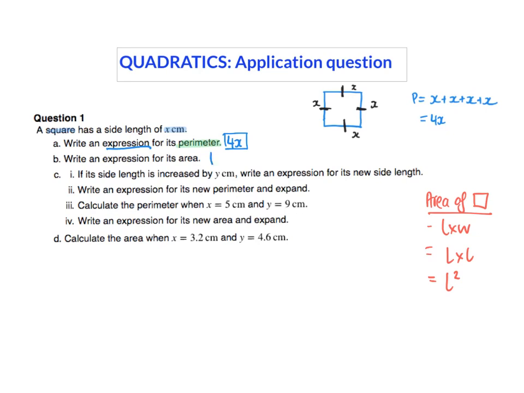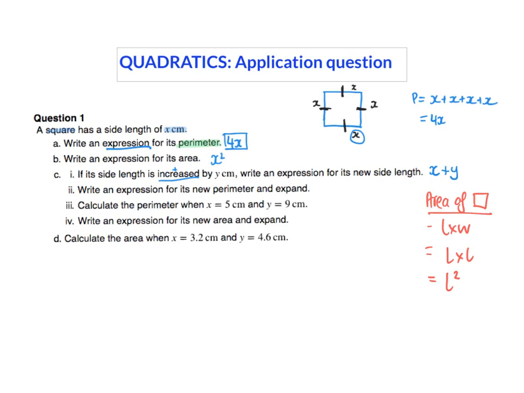We could write an expression for area. Now I'm not going to write L squared. What will I write for this example? Because we're calling it X, we'll call it X squared. Good work. Now, if its side length is increased by Y, write an expression for its new side length. At the moment, my side length was X. Increase means you're adding. So now I've got X plus Y.